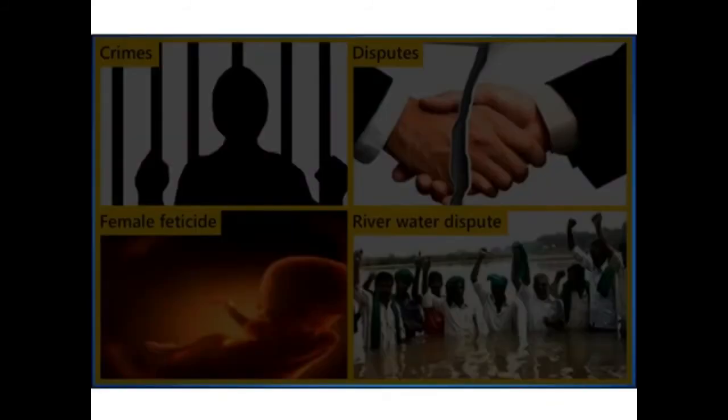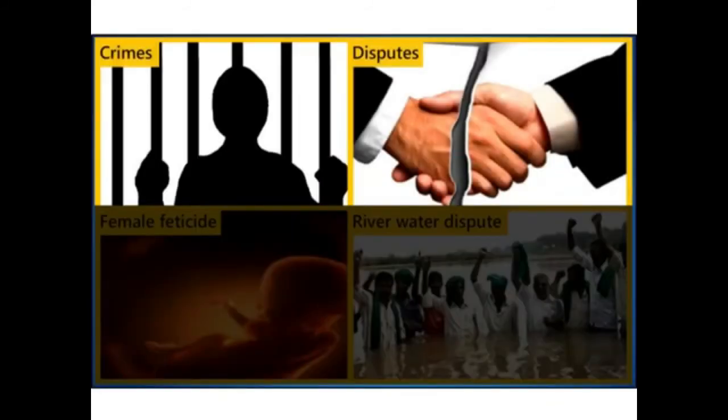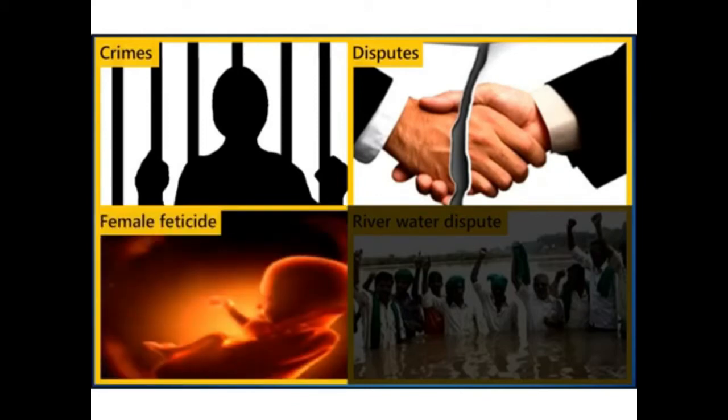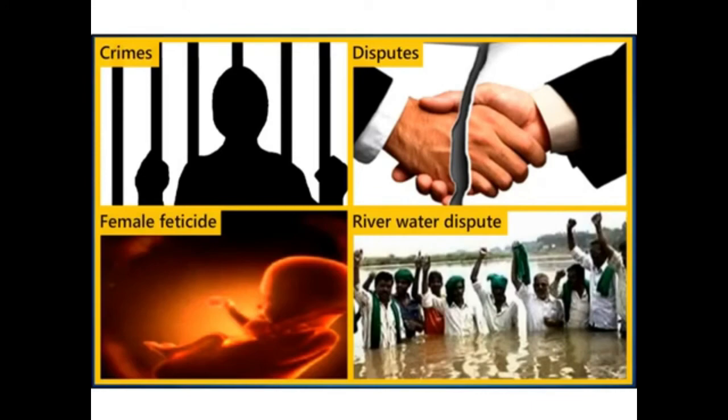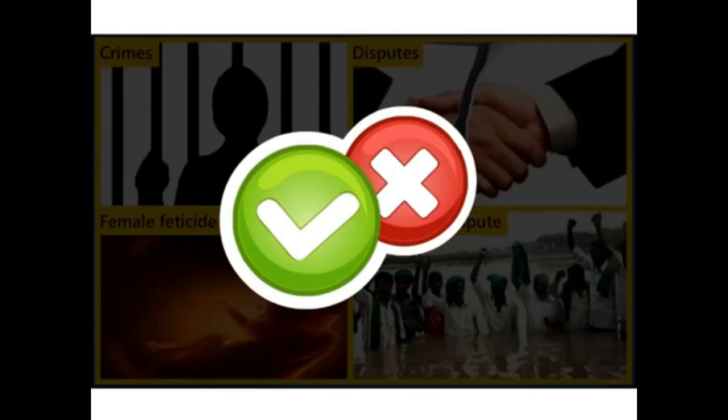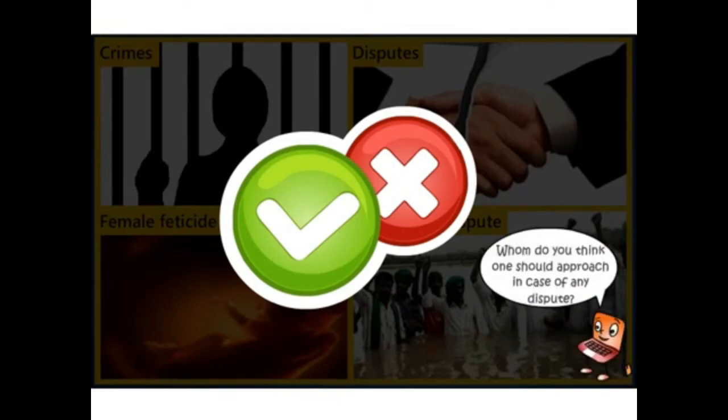There are numerous issues of crimes and disputes in society. Any issue, whether it is female feticide or a river water dispute, there should be a system which decides the right and wrong in society. Whom do you think one should approach in case of any dispute? People approach the court in case of any dispute.